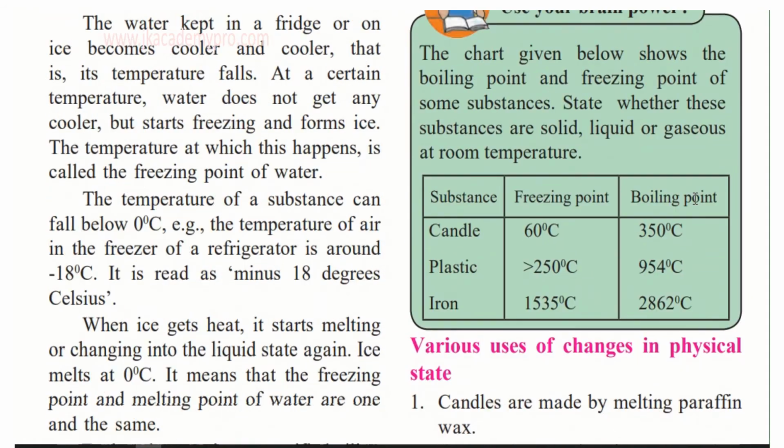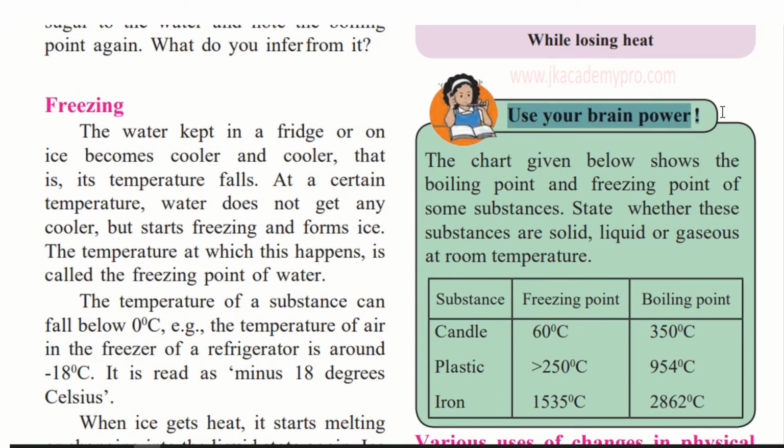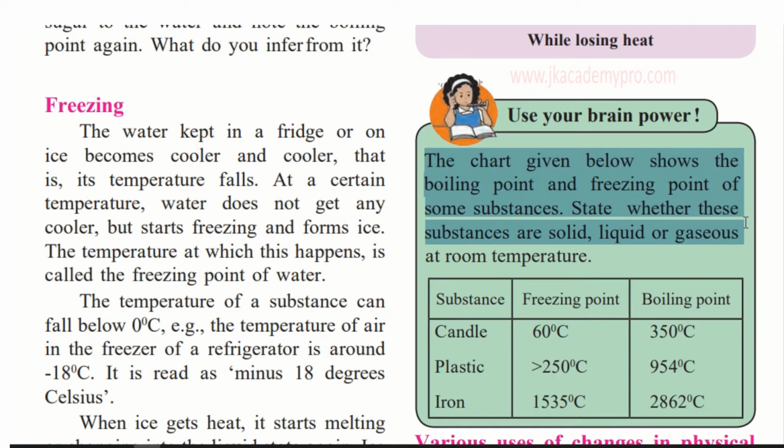Now, use your brain power. The chart given below shows the boiling point and freezing point of some substances. Now state whether these substances are solid, liquid or gaseous at room temperature. So they have given the freezing point and boiling point of candle, plastic and iron. You have to find out whether they are in solid state, liquid state or gaseous state.